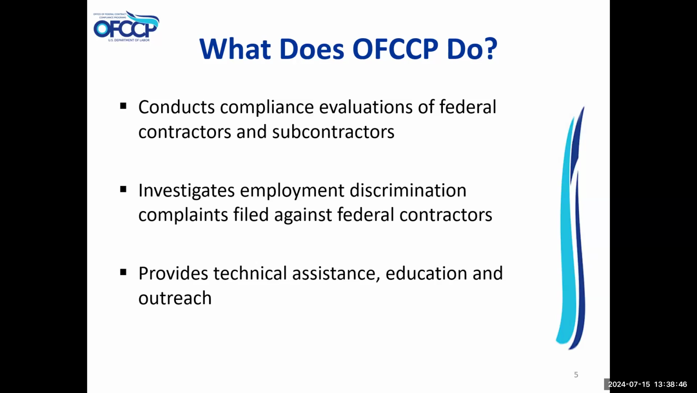OFCCP conducts compliance evaluations of federal contractors. Annually, OFCCP conducts between 3,000 and 4,000 compliance evaluations, including construction evaluations. During a compliance evaluation, OFCCP will analyze a company's employment policies and practices, including practices related to hiring, outreach and recruitment, hours worked, promotions, compensation, and terminations, to ensure that discrimination has not occurred. In the last 2 fiscal years, OFCCP's resolutions have recovered more than $52 million for over 34,000 workers and job seekers experiencing discrimination.